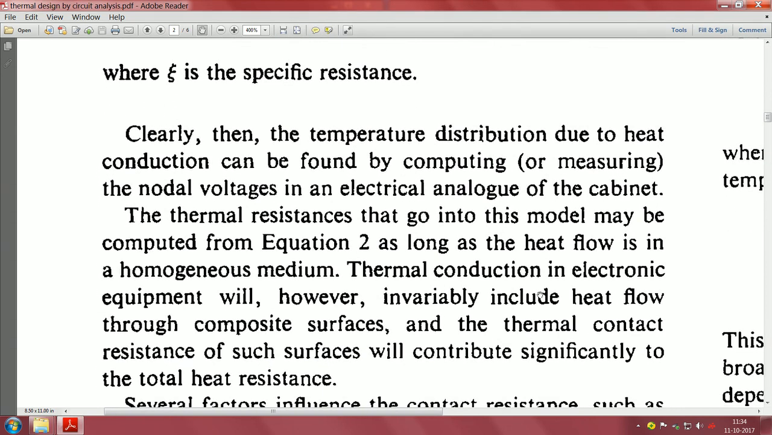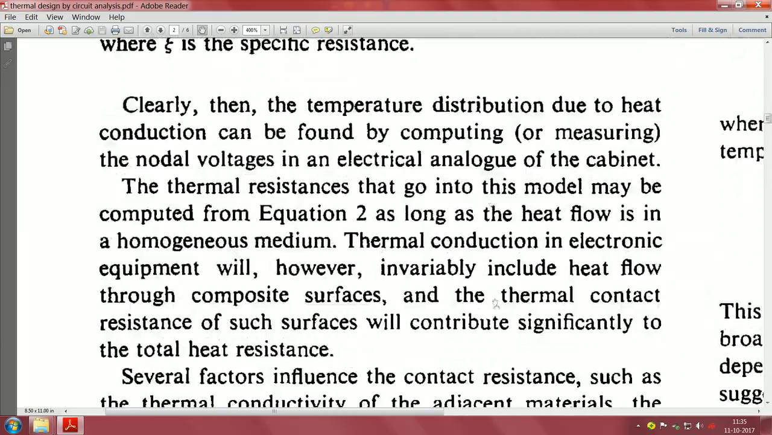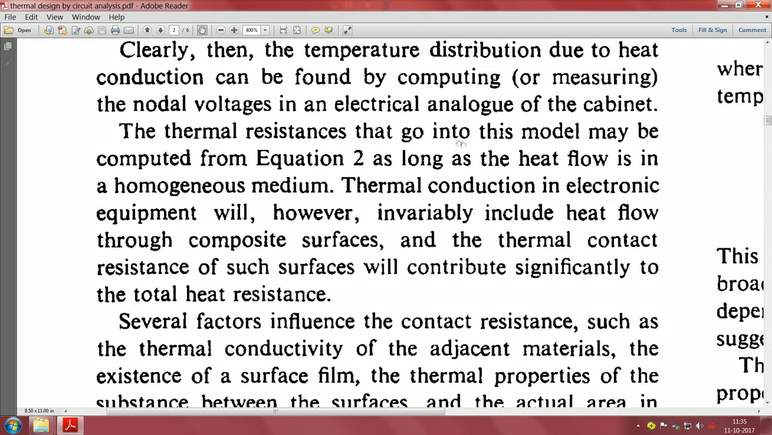Now, seen this. Temperature distribution can be found by computing or measuring the nodal voltages in electrical analog of the cabinet. So, equation 2, one of the first assumptions is heat flow is in a homogeneous medium.